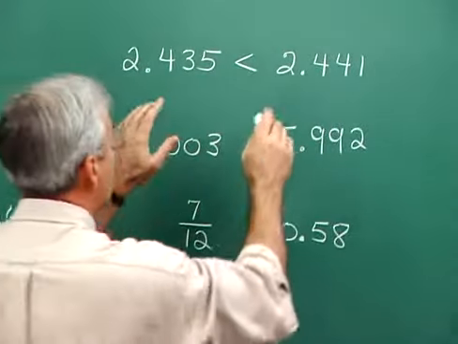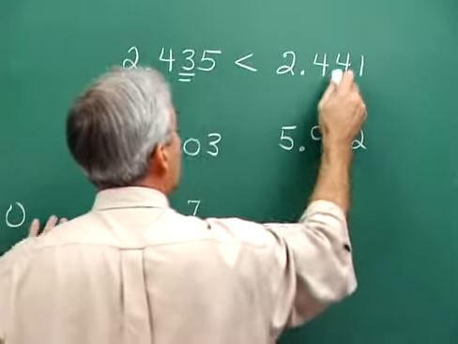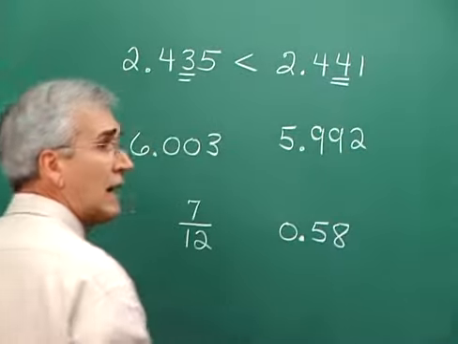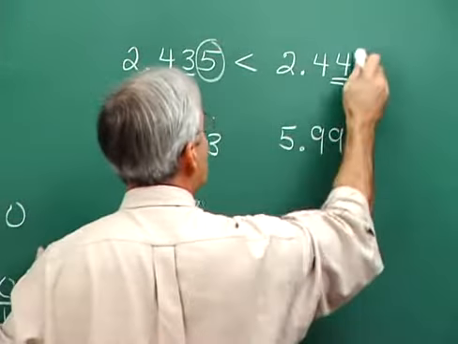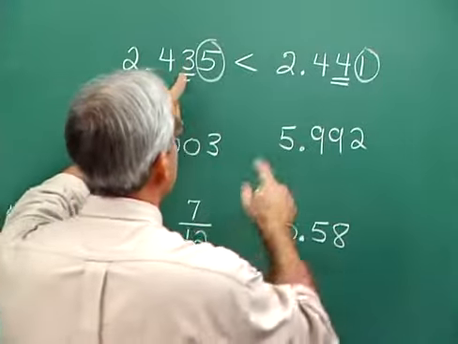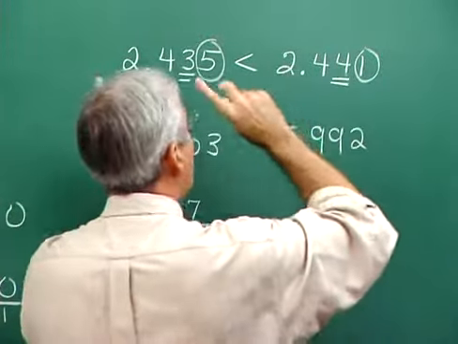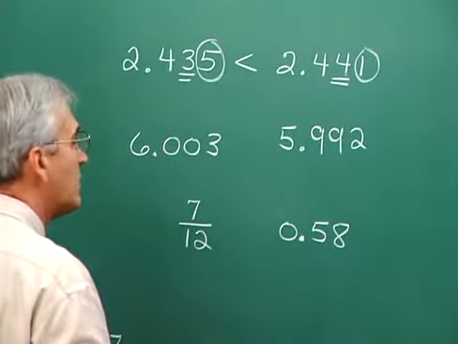Now, notice that we get to the point in the problem where we're comparing these two digits which are not alike. And it's important to realize that we don't even consider the next digits in the problem. You see, here we have 3 tenths, there we have 4 tenths. We don't care about the thousandths digit in our two numbers at all.